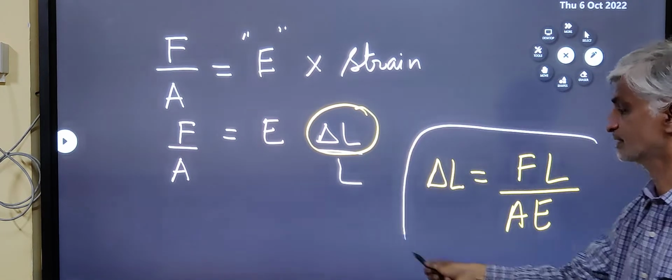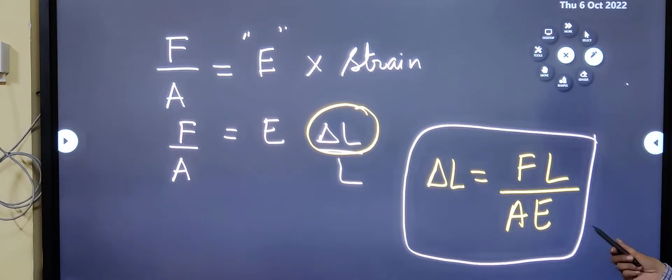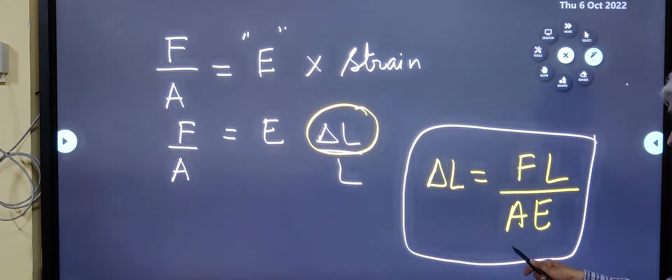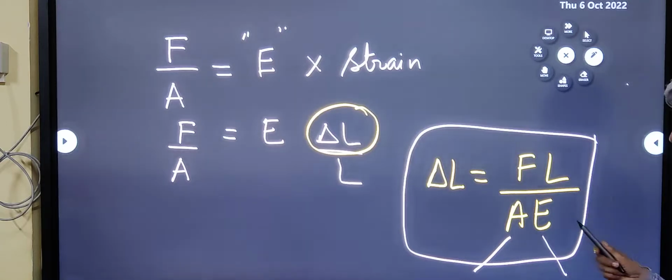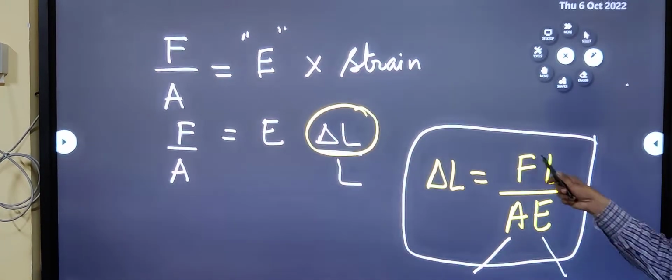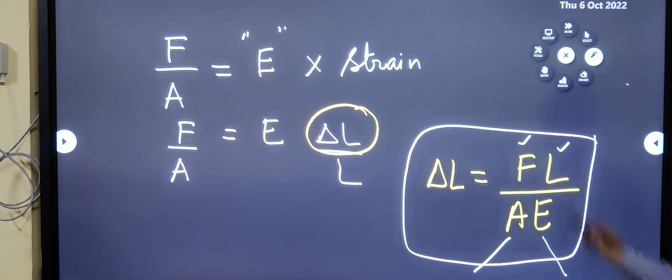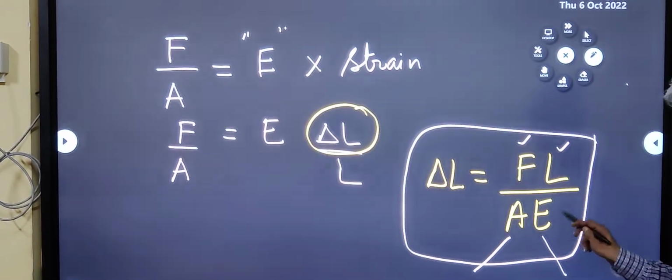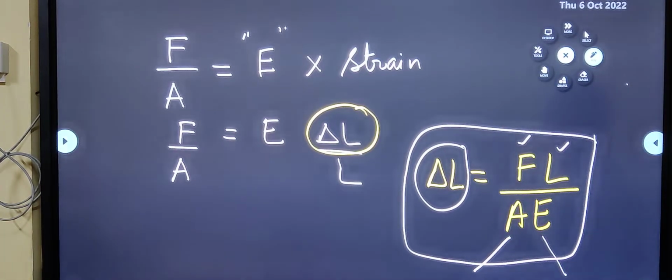and this is a formula that is mostly memorized by students. It's a worthwhile formula to memorize, FL by AE, and quickly repeat what it is. A is the area of cross section, E is the property of the material, which is the main chapter, with the modulus of elasticity, and F is the force, and L is the initial length of the wire. So with the help of E, we are able to predict the deformation of the wire.